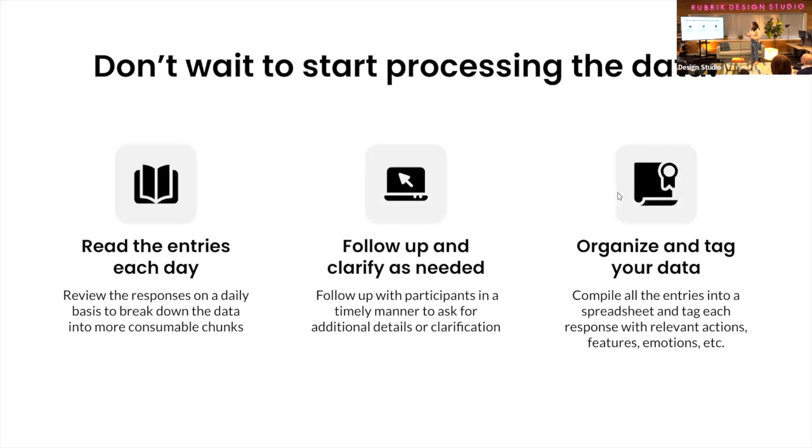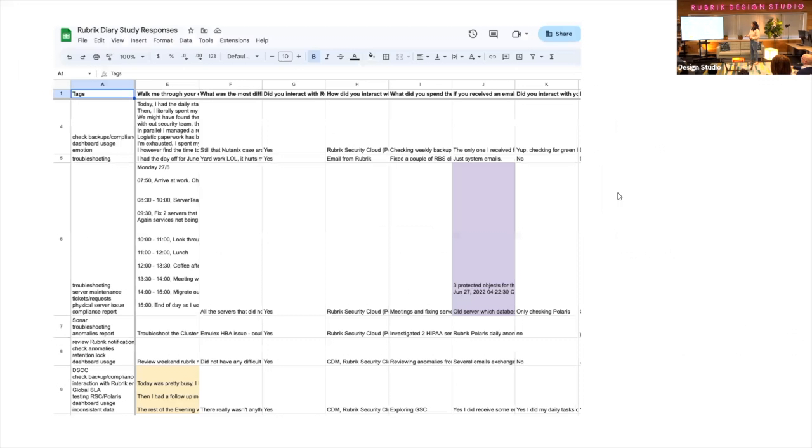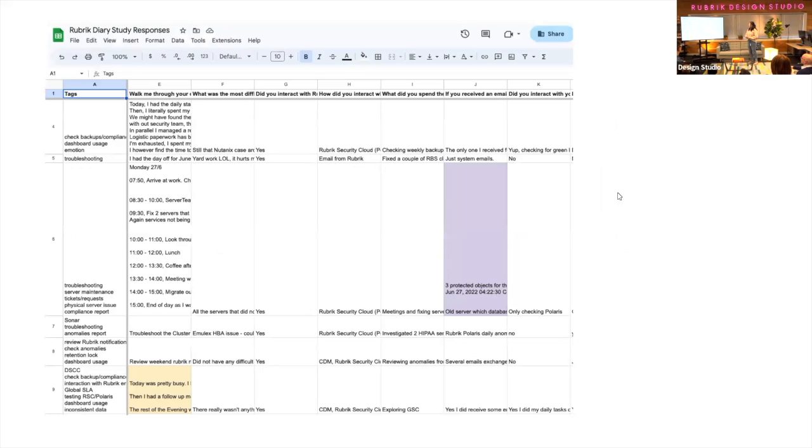And finally, as you're reading, don't forget to tag your data. For me, it was a lot easier to organize everything by putting it all in one spreadsheet where each page represented a different day and contained all the entries from the participants. From there, I then labeled each entry with relevant actions, features, and emotions they were feeling. Here's a screenshot from one part of that spreadsheet, and you'll see on the left-hand side there where I put in my tags.